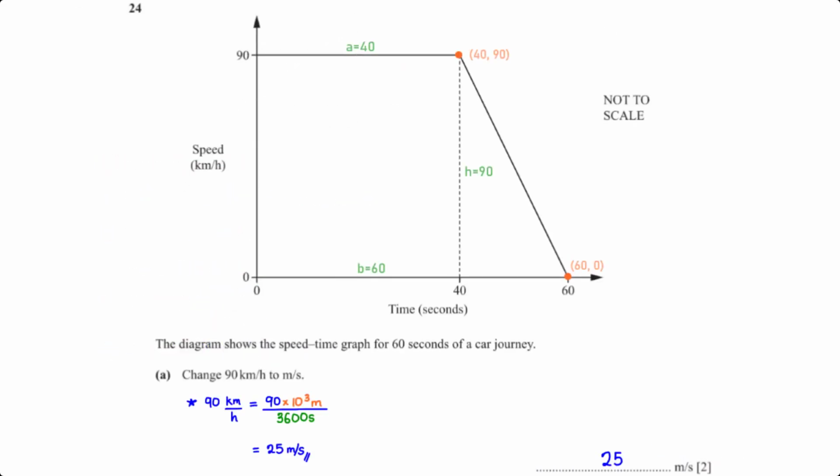The diagram shows the speed time graph for 60 seconds of a car journey. Change 90 kilometers per hour to meters per second. To change kilometers to meters, we multiply 90 by 1000. 1 hour is 3600 seconds. When we type this into the calculator, we get 25 meters per second.